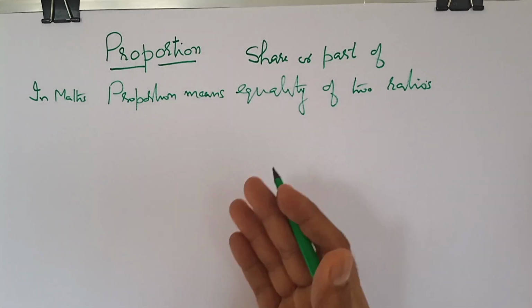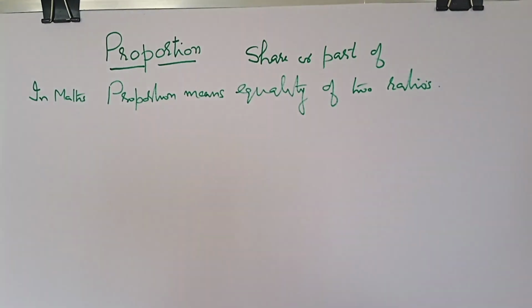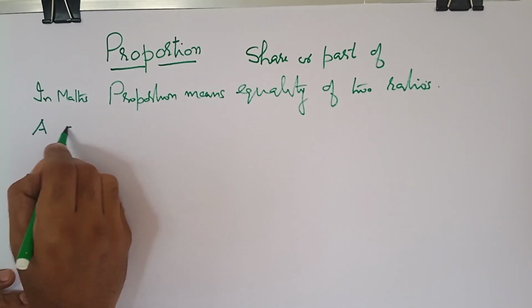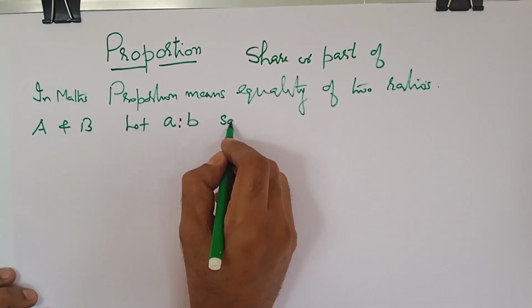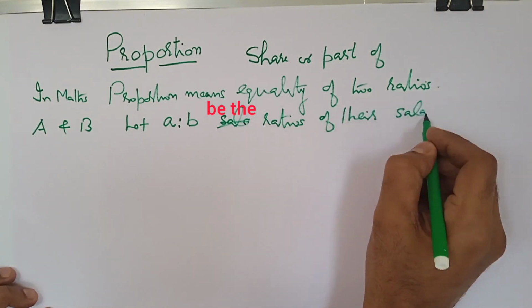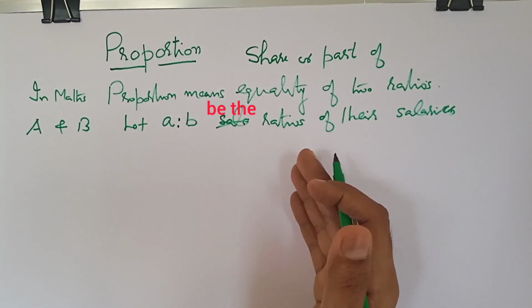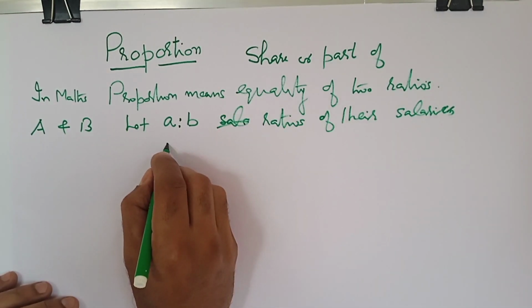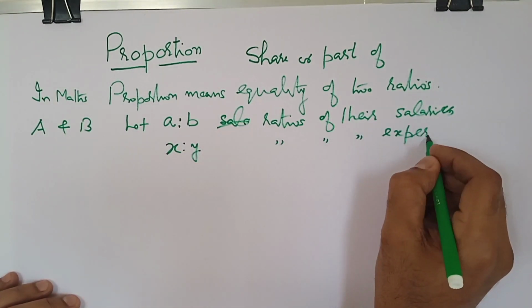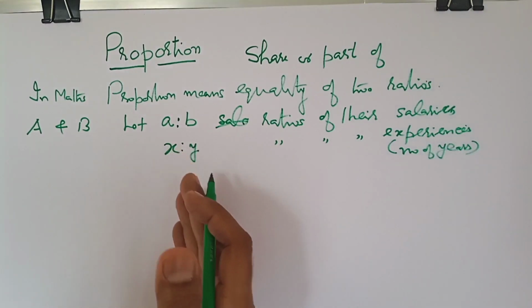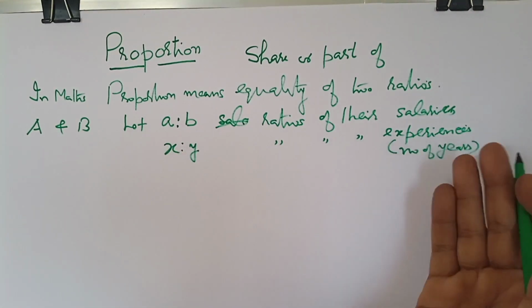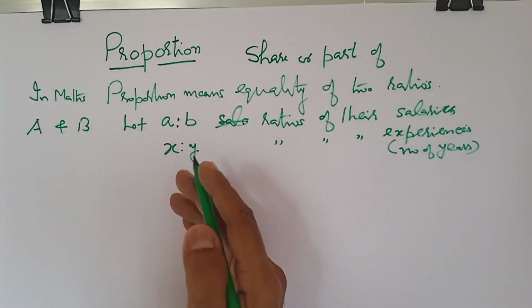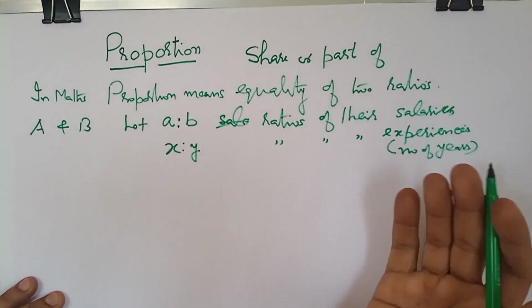in maths, proportion means equality of two ratios. For example, take two people like we did before, A and B. Let A is to B be the ratio of these two people's salaries. Similarly, X is to Y denotes the ratio of their experiences in number of years. So there are two ratios here. These two ratios may or may not be equal.